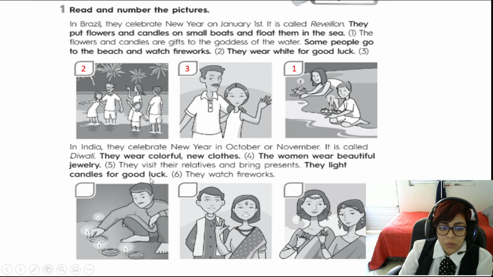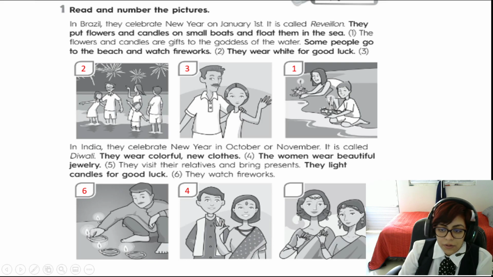So, what picture or what number is this picture? He is lighting some candles, so this is the number 6. Then we have these people that are wearing some clothes. They are very elegant. It is the number 4, because it's the man and the woman. They are wearing new clothes and very colorful.